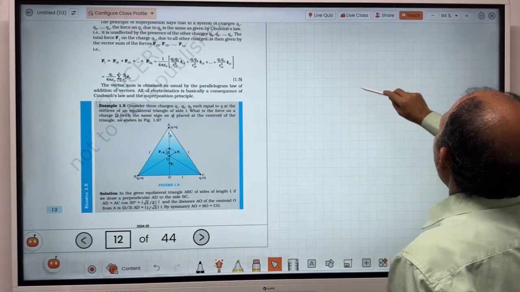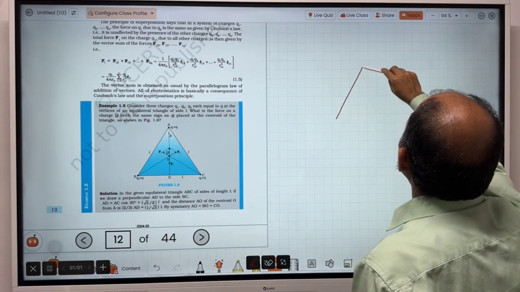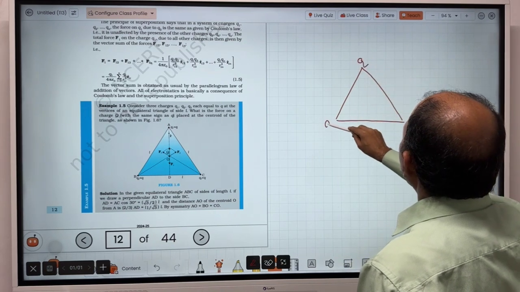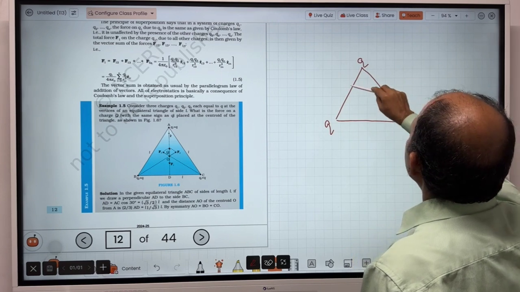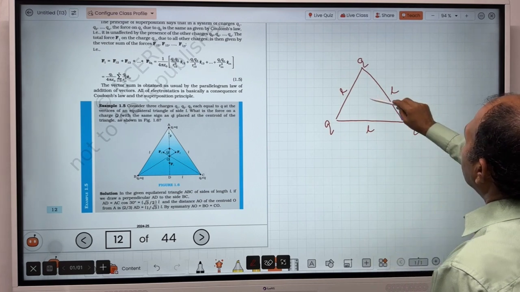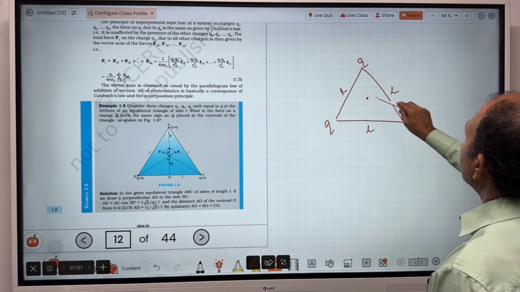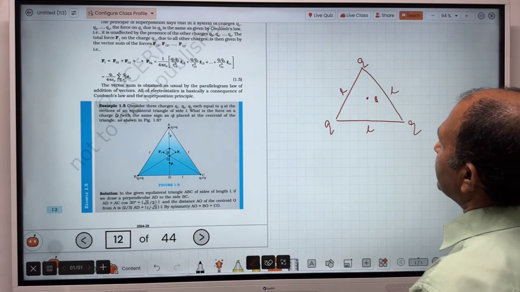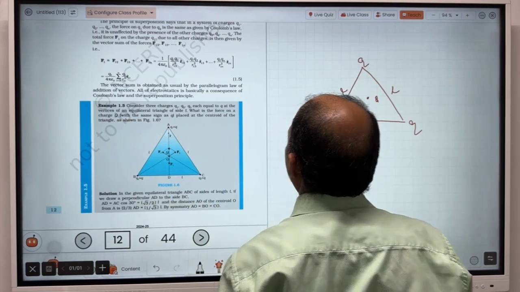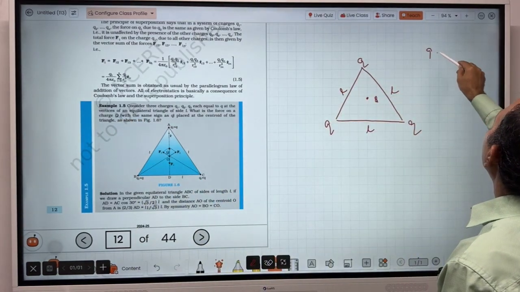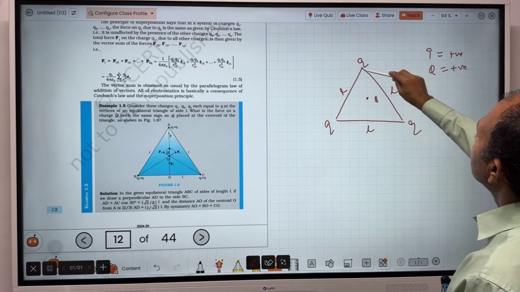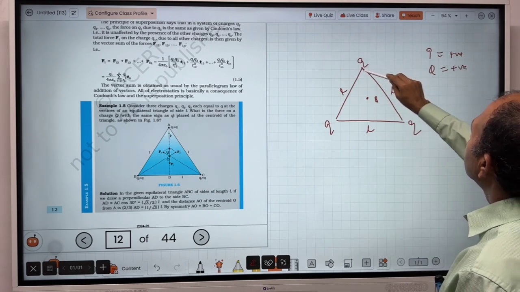Suppose this is an equilateral triangle, and here charge Q, here charge Q, here charge Q, and this side is L, this side is L, this side is L. At the centroid there is charge q, but in our question it is given that it is with the same sign. So if we take small q positive, then capital Q will also be positive. So now consider the situation of these two.